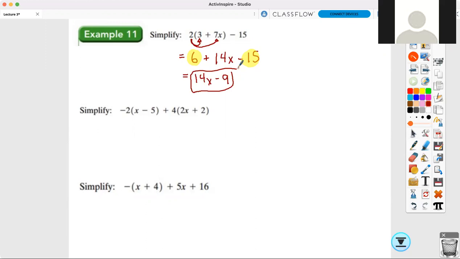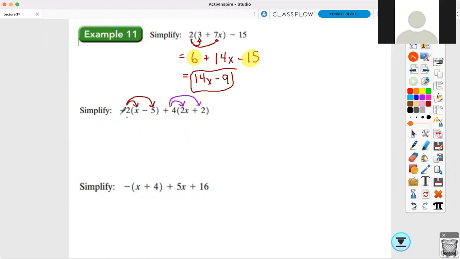So the next one, would it be -2 plus 10? No, it's -2 minus. So let me go ahead and change my color. So how many times are we going to have to distribute in the second example? Twice, right? I'm going to have -2 times this x here and times the -5. And then I'm going to multiply the 4 to the 2x and the 4 to the 2. So let's see what happens, right?